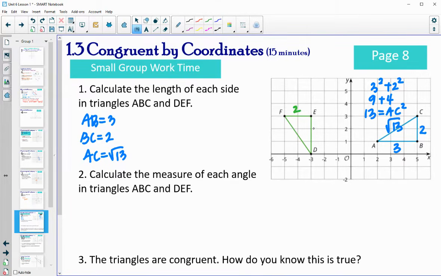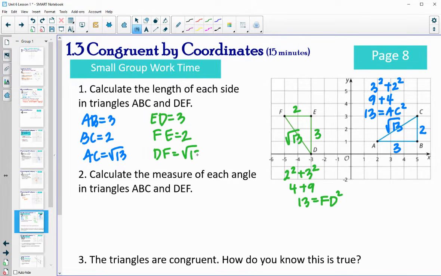For this one, we got 2 here, 3 here. Doing the Pythagorean theorem again, we'd get 4 plus 9. We get 13 for FD squared. Then we'll square root that and get square root 13. So we get ED to be 3, we get FE to be 2, and we get DF to be square root 13.